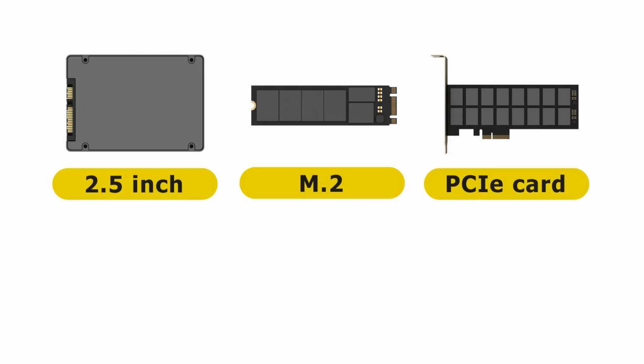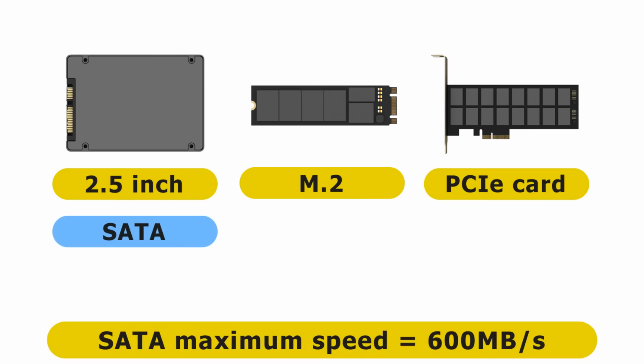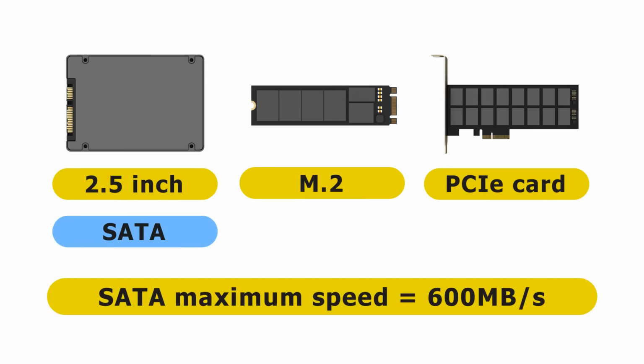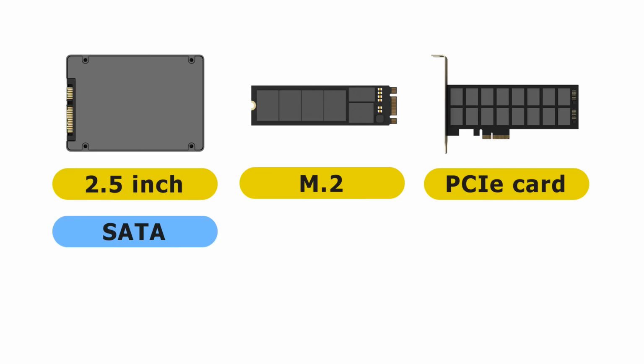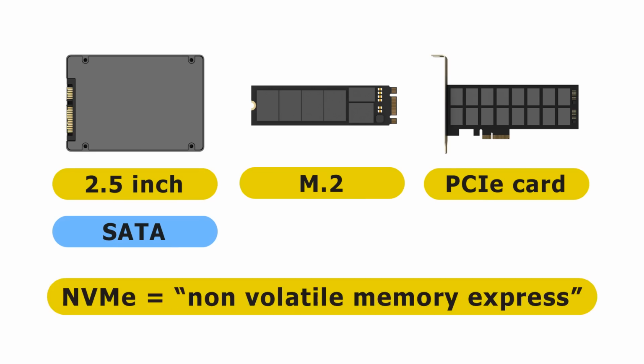Now, while modern SSDs come in one of three physical form factors, they may communicate electrically with the rest of the computer using one of two different interface standards. The first is SATA, which is used on most 2.5-inch drives and is limited to a transfer speed of 600 megabytes a second. This is far below the speed of modern SSD technology, and so an SSD-only interface called NVMe, or Non-Volatile Memory Express, has been introduced.